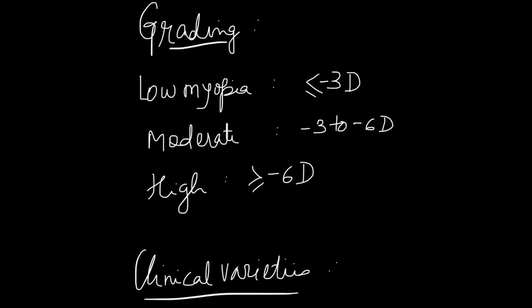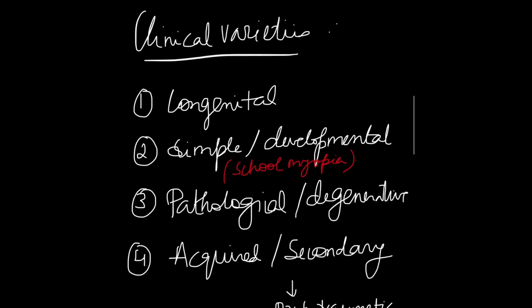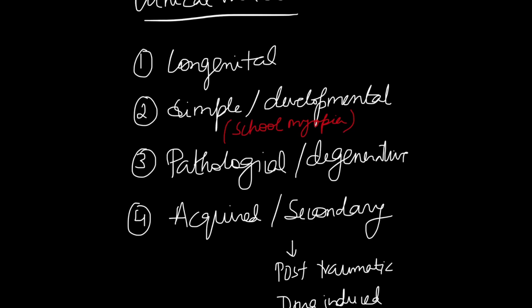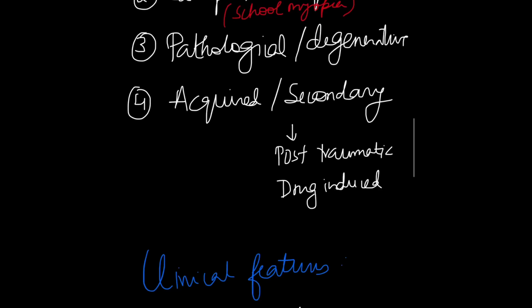Now coming to the clinical varieties, these are congenital, simple or developmental, pathological or degenerative, and acquired or secondary. Congenital is present since birth and has a very high degree of error, about 8 to 10 diopters. Simple is the school myopia, which commonly occurs in school-going children between the ages of 8 to 12 years.